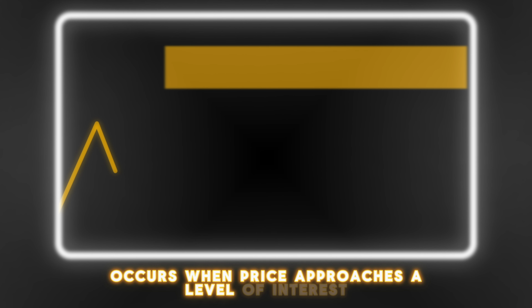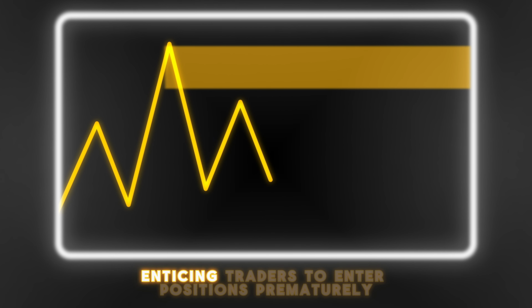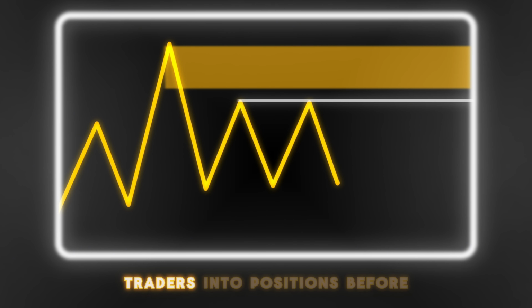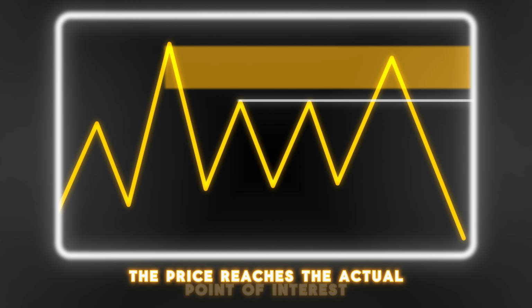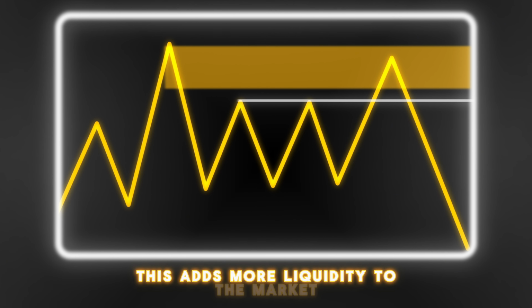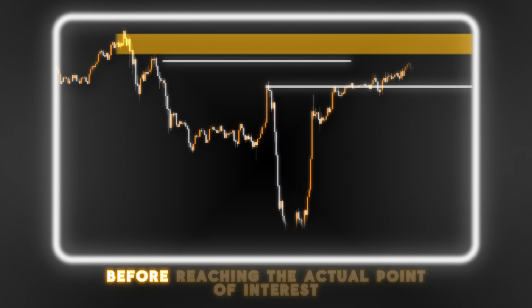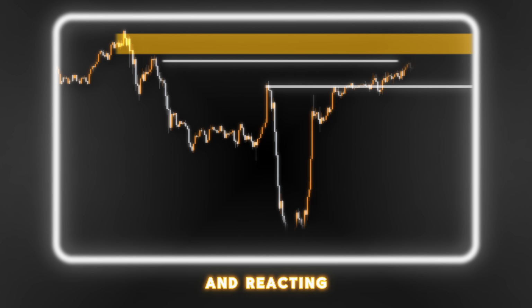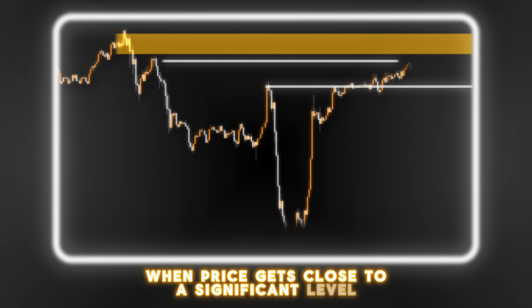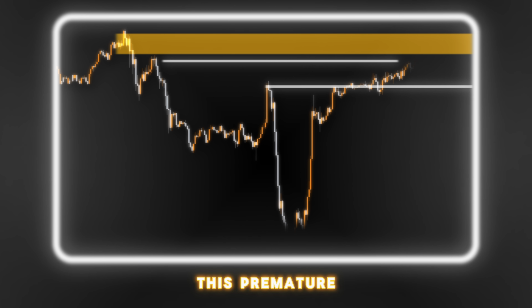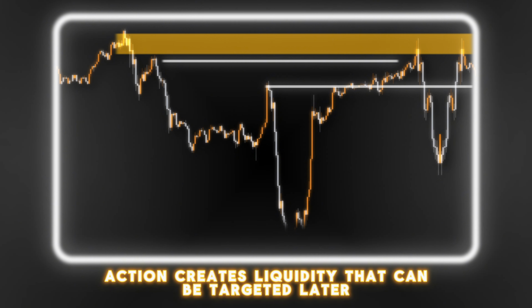What is inducement? Inducement occurs when price approaches a level of interest but doesn't reach it, enticing traders to enter positions prematurely. This premature entry creates additional liquidity. Inducement is a tactic used to lure traders into positions before the price reaches the actual point of interest. This adds more liquidity to the market. Price reacts near a point of interest, forming liquidity to induce traders before reaching the actual point of interest and reacting. When price gets close to a significant level but doesn't quite reach it, traders might be induced to enter trades early. This premature action creates liquidity that can be targeted later.